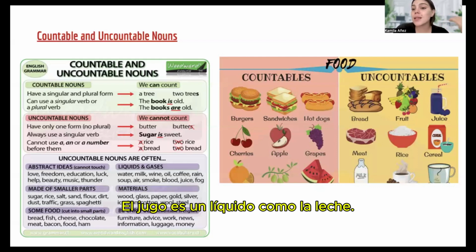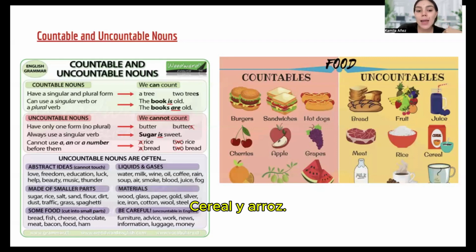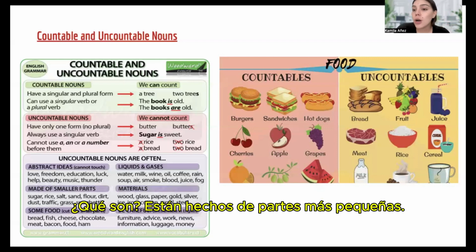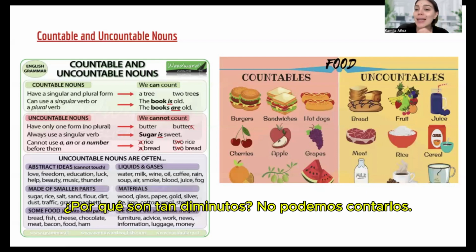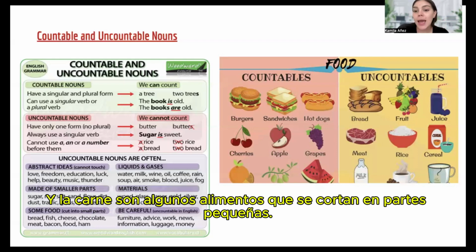For juice, we cannot use it as a countable. Why? Juice is a liquid, just as milk, as coffee, and tea. These are liquids. Cereal and rice, what are they? They are made of smaller parts. Why? They are so tiny, we cannot count them. And meat is some food that is cut into small parts. All right.